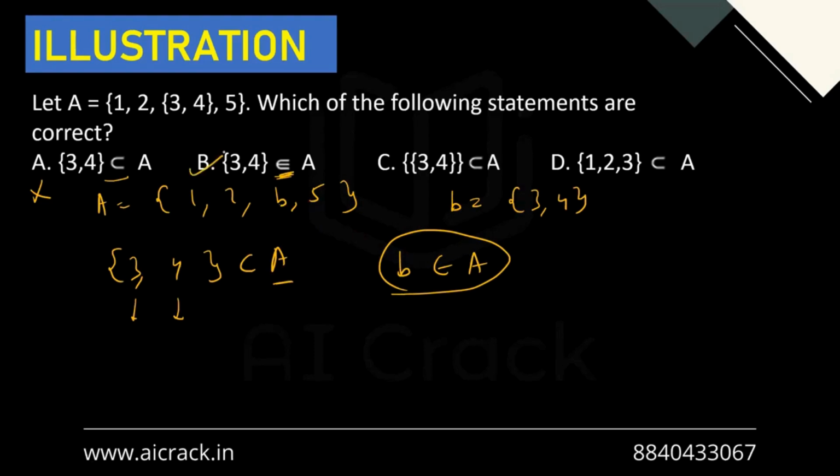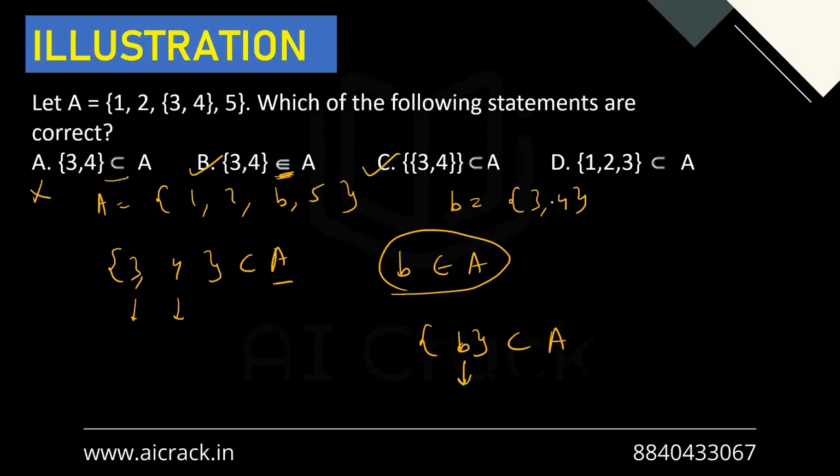So that's why B option is correct. If we talk about the C option, we have this as a subset of A. Now, when we say this as a subset of A, that means individually B is inside A. Is B inside A? Yes, we just saw that B is inside A. So that's why C option is correct.